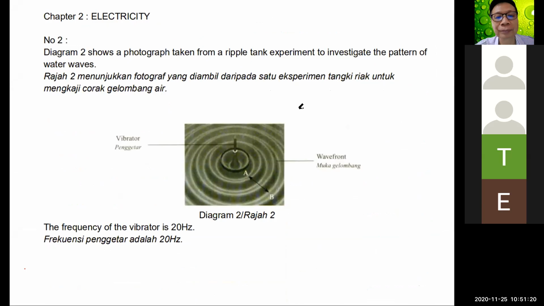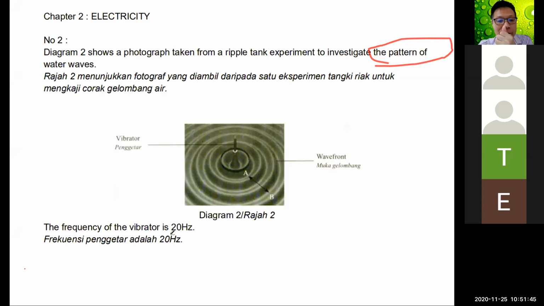This one. Okay, last few minutes only. Pay attention, everyone. The diagram shows a photograph taken from a ripple tank. This is a ripple tank. See the water, ripple tank, right? To investigate the patterns of water waves. See the pattern, okay?